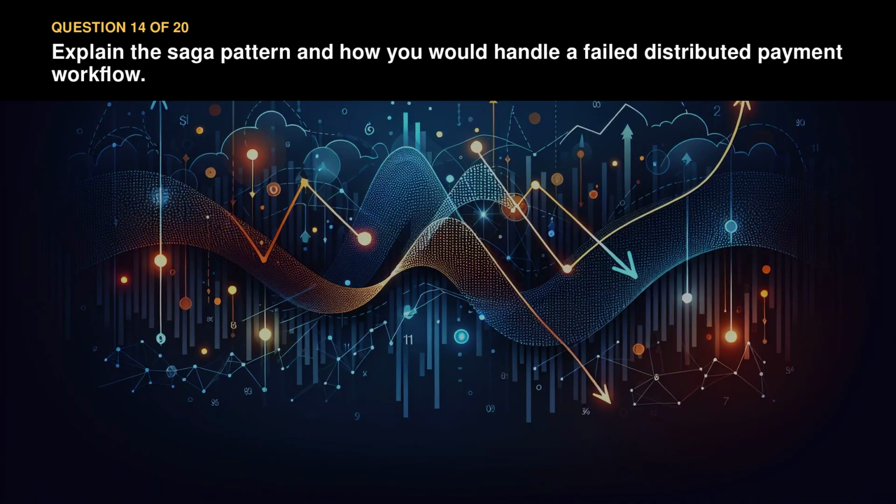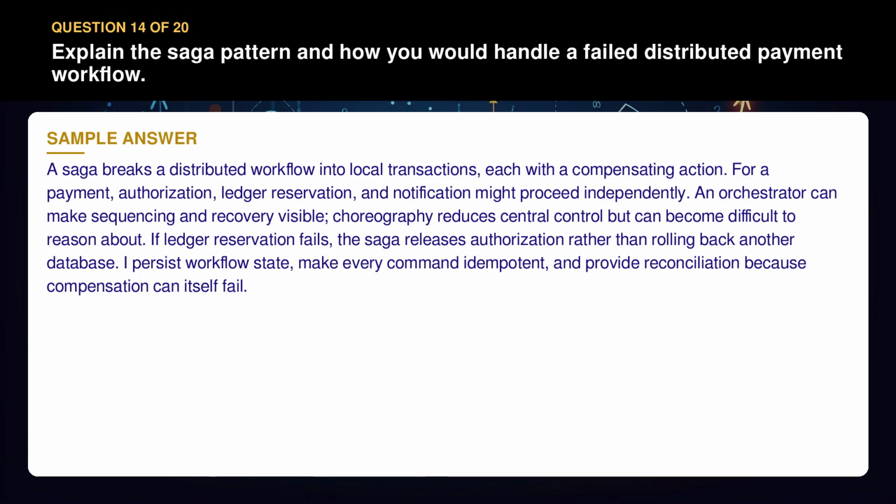Question 14. Explain the saga pattern and how you would handle a failed distributed payment workflow. A saga breaks a distributed workflow into local transactions, each with a compensating action. For a payment, authorization, ledger reservation, and notification might proceed independently. An orchestrator can make sequencing and recovery visible. Choreography reduces central control but can become difficult to reason about.